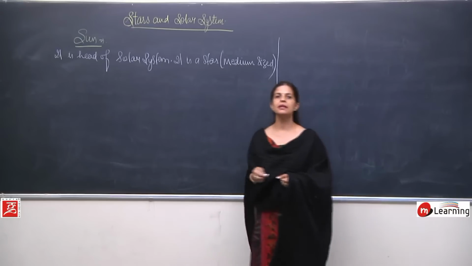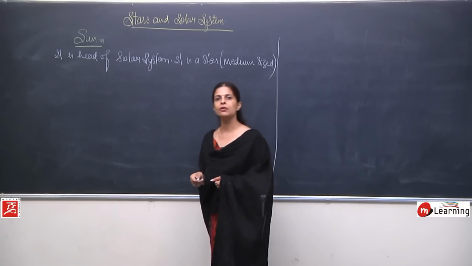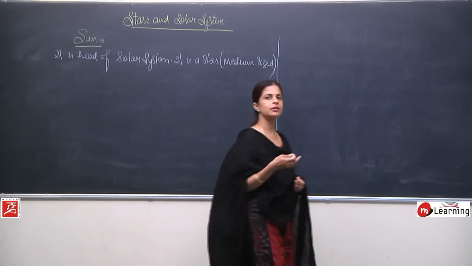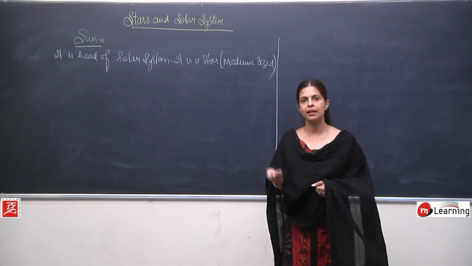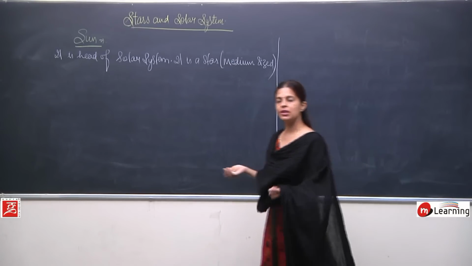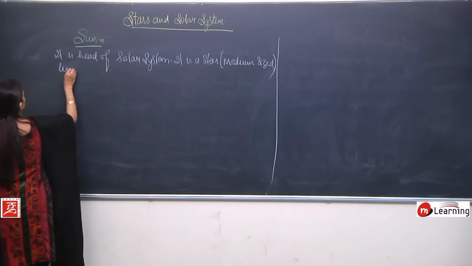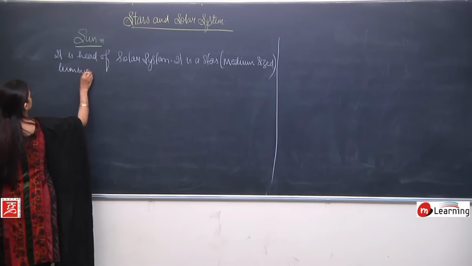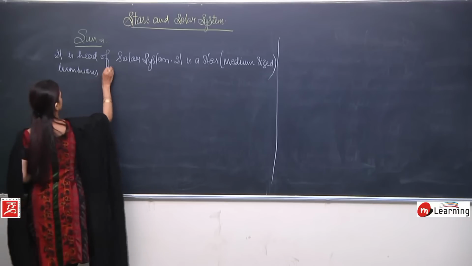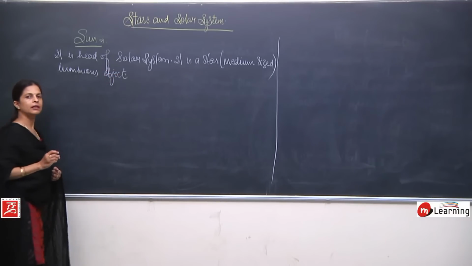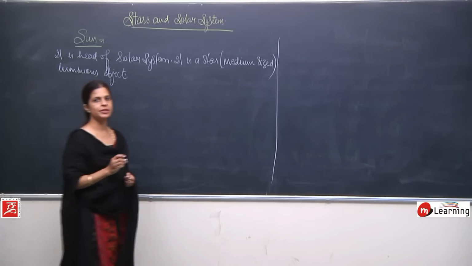And it is a luminous object. What is the meaning of luminous, children? Luminous means an object which has got its own light, which emits light, isn't it? So it is which kind of object? It's a luminous object.